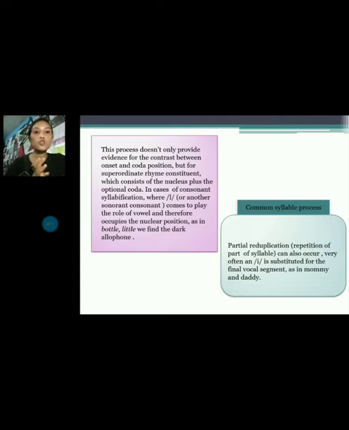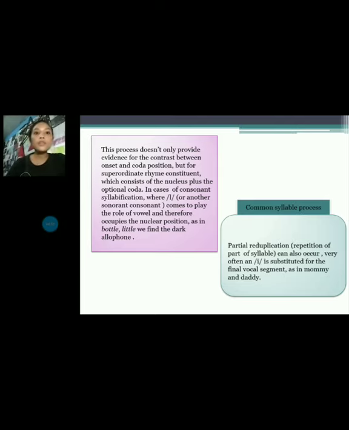In cases of consonant syllabification, where l, or another sonorant consonant, comes to play the role of a vowel and therefore occupies the nucleus position, as in battle, little, we find the dark allophone. The dark allophone occurs at the end of words, like another example, call or trail, and before consonants, like here you can see battle and little.